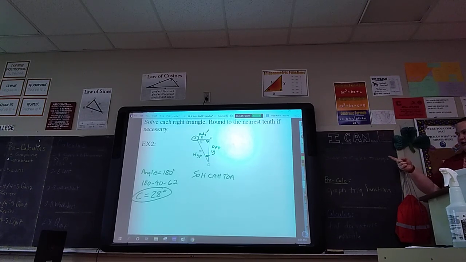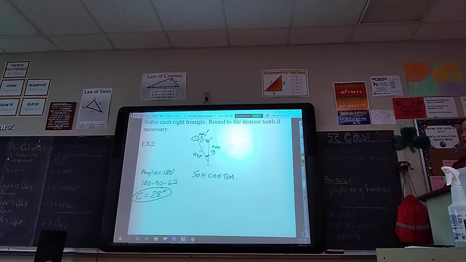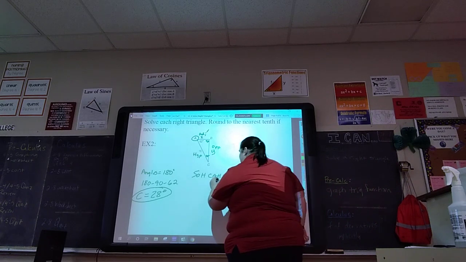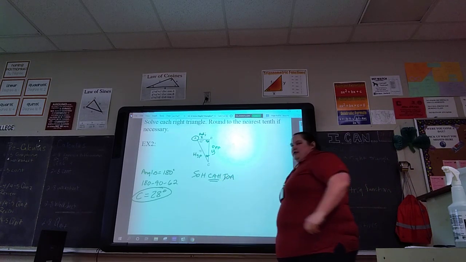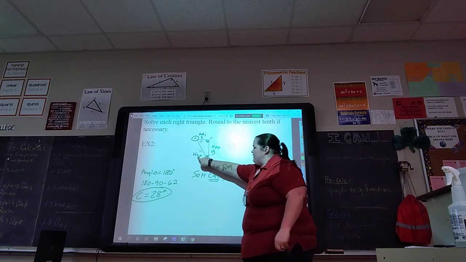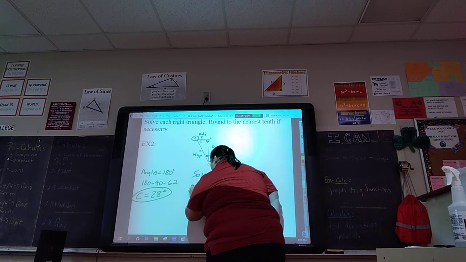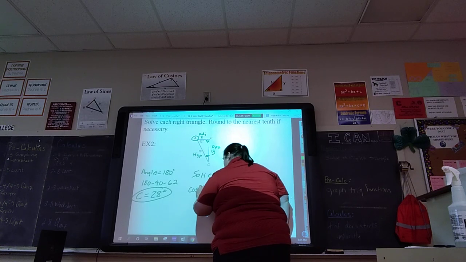So since I picked 62, the side that I labeled with the Y is across from it, so it's the opposite. The side I labeled with X is adjacent to it because it's next to it, but it's not the hypotenuse. And it actually doesn't matter which you find first. So do you want to find the opposite side first or the adjacent side first? Adjacent. Okay, so since we're going to find the adjacent side first, we're going to use cosine because we have the hypotenuse and we don't know the adjacent. So since we know an angle, we're going to do cosine of 62.